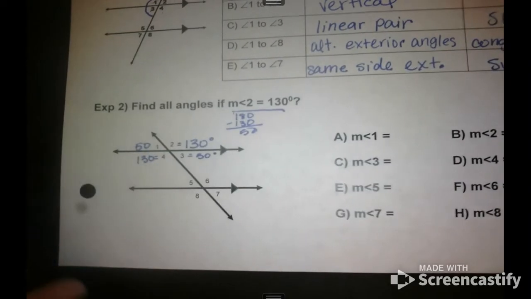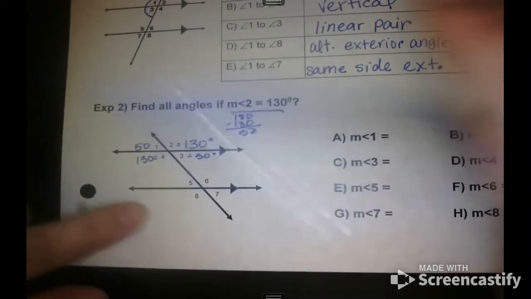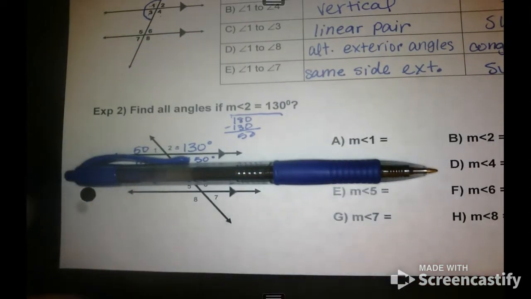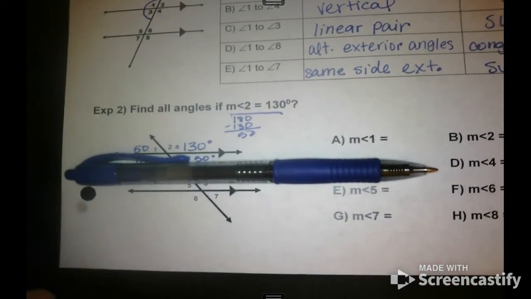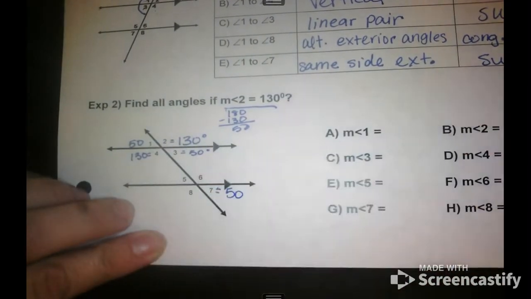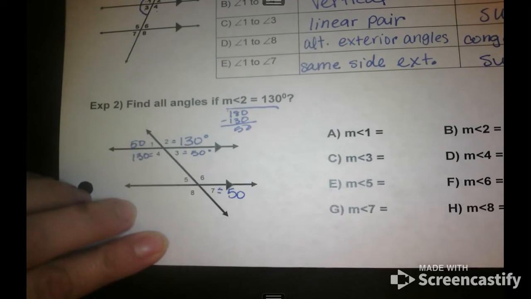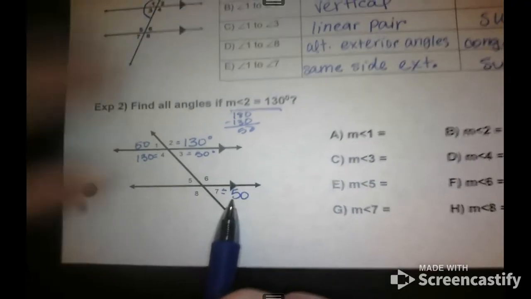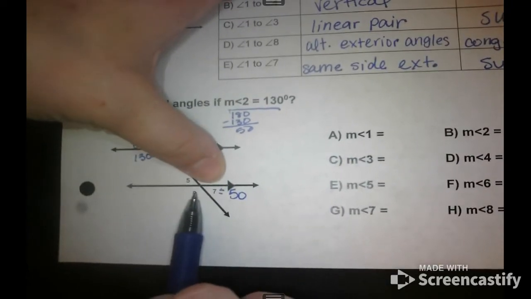Right? Yeah. Okay. What about 1 and 7? 180. What would 7 be? 50. Why would 7 be 50? Because it's parallel. They're not parallel. They're corresponding. And corresponding means what? Matching. And if something is matching, are they the same? Yes. Okay. So then if 7 is 50, what would that make 5? 50.